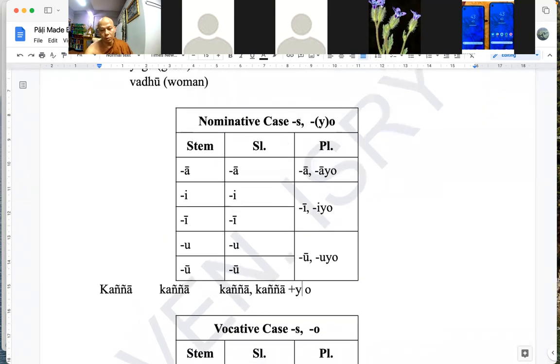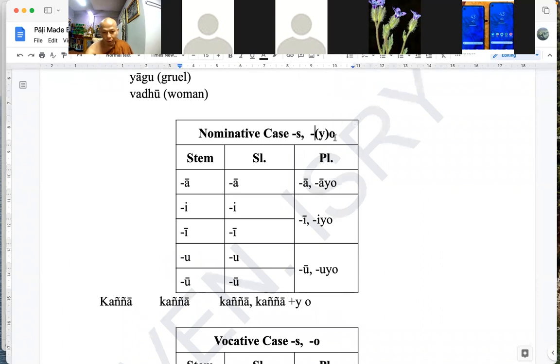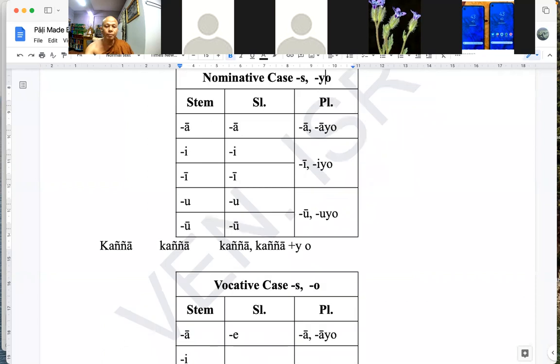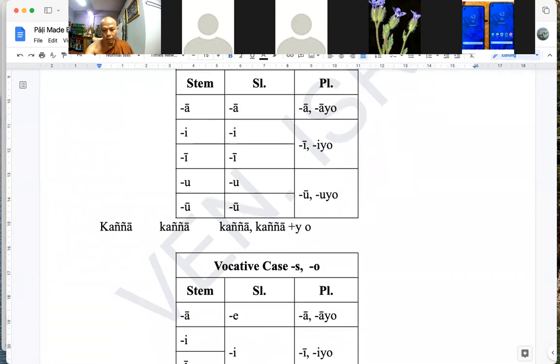But later, to remember easily, that plural form is what we call the 'yo' form. So feminine gender sign 'yo' for plural. That is just for your knowledge. So the other form is Kanyayo. So Kanya, Kanya, Kanyayo. In this way we have another form.